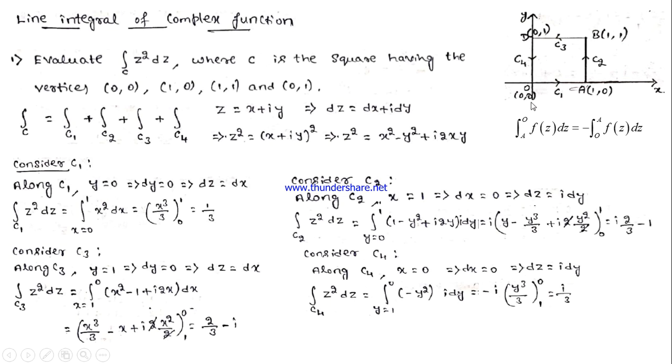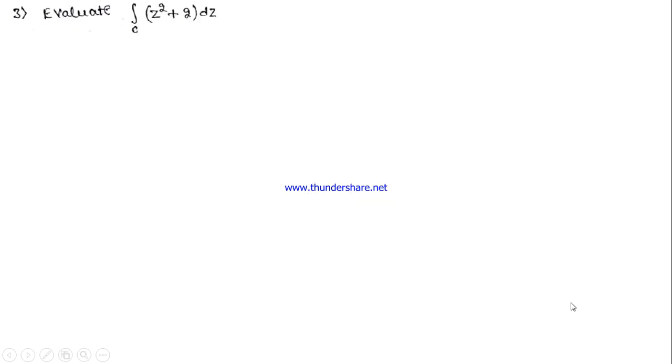By adding them we get our answer. So integration over C of z square dz is given by integration over C1, that is 1 by 3, integration over C2, integration over C3, and integration over C4. If you just add them, you will end up with the value 0. Okay, I hope you people are comfortable with this. Let us see our next example.